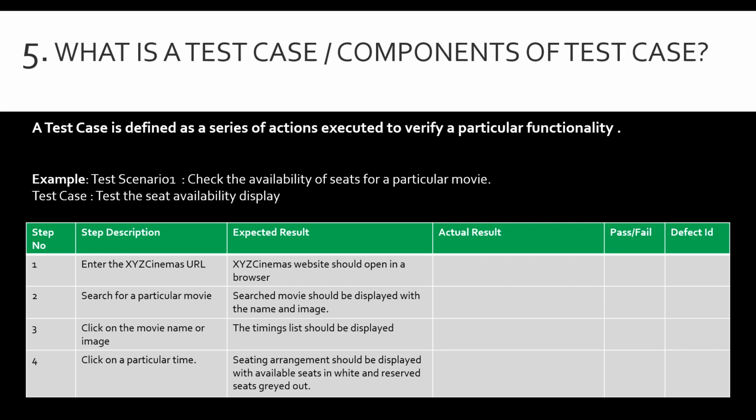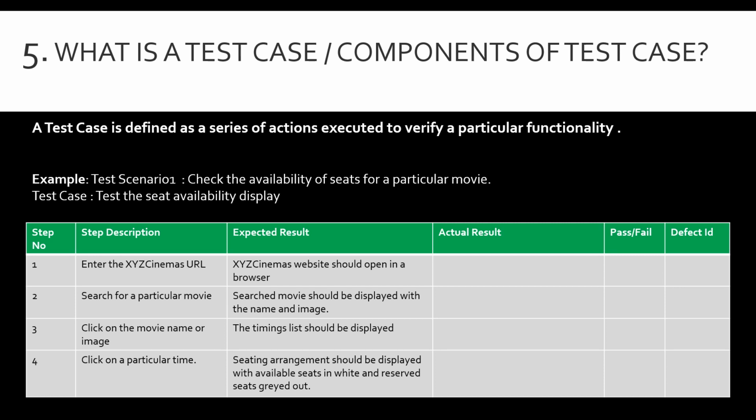Step number 1, the description is: enter the XYZ Cinema URL. What is the expected result? The XYZ Cinema's website should open in a browser. Step number 2, search for a movie. The expected result is that the searched movie should appear with an image and the name. Step number 3, click on the movie name or image. Once it is clicked, the expected result is that the timing should be displayed.